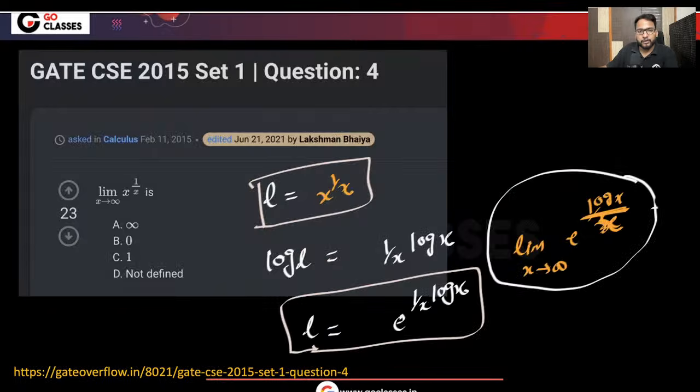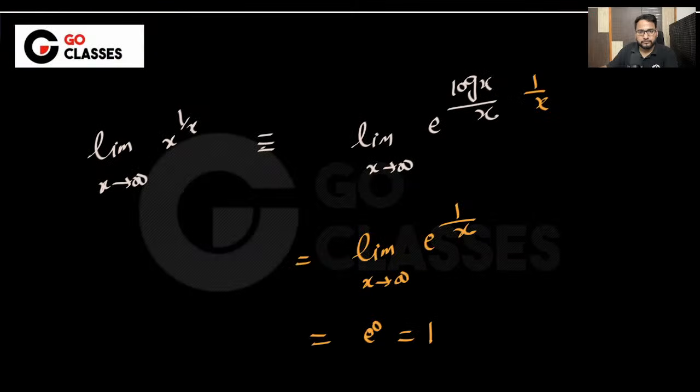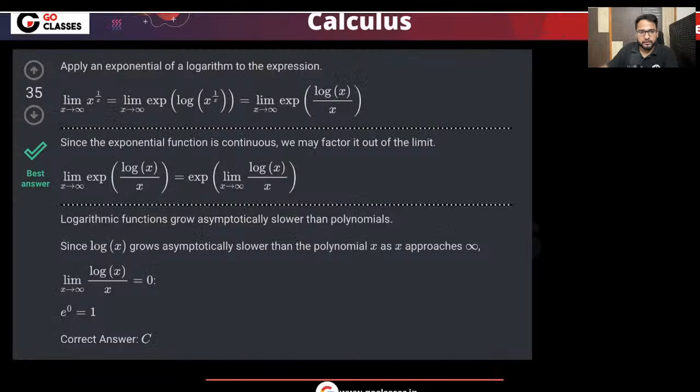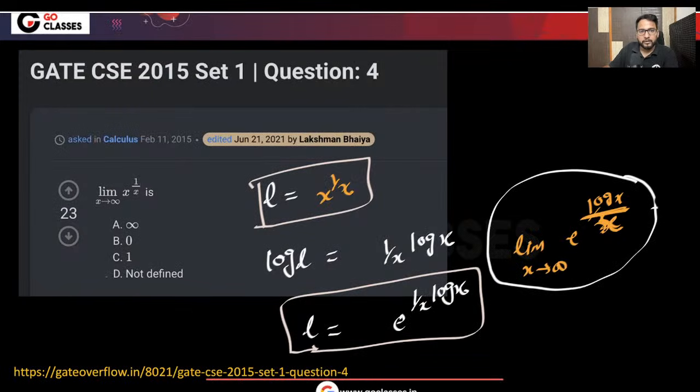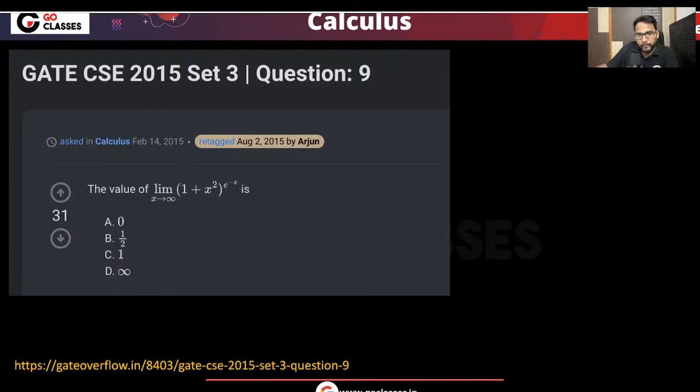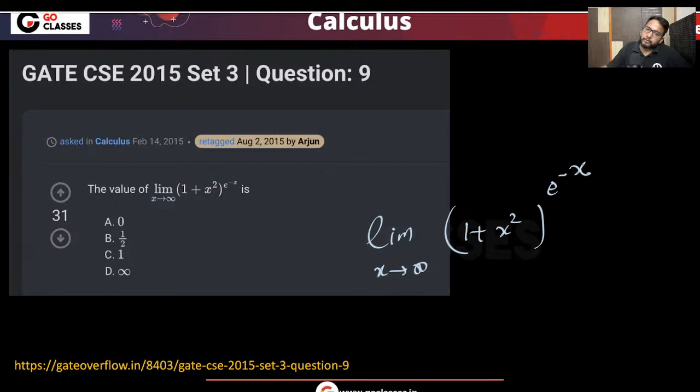Cool. Now let's move to the next thing. Yeah, that is fine. Your final answer is 1. Okay. Let's solve this question. This is (1 plus x square) power e power minus x, limit x tends to infinity. Okay. This is a good question. Is this infinity? This is basically infinity power 0, right? Infinity power 0. Tell me, can you apply the trick? Actually, I don't think you can do it, right? Because this is not 1 power infinity. So take log. Okay. So maybe take log and solve it.